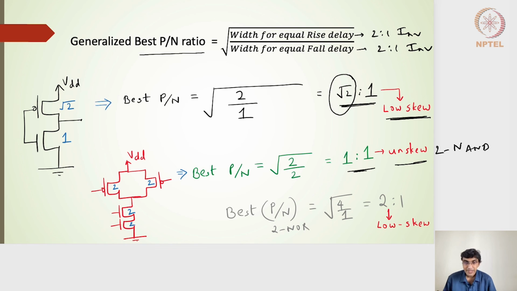The best P by N ratio for a 2-input NOR gate is nothing but 2:1, which is again a low skew. So the inverter and the NOR gate turn out to be the low skew version, which is better in terms of the overall delay. Whereas for the 2-input NAND gate, the unskewed version is better in terms of the overall delay.